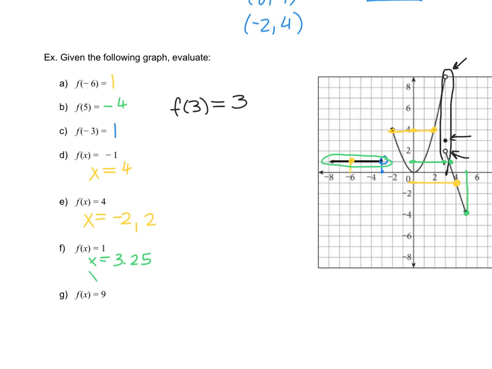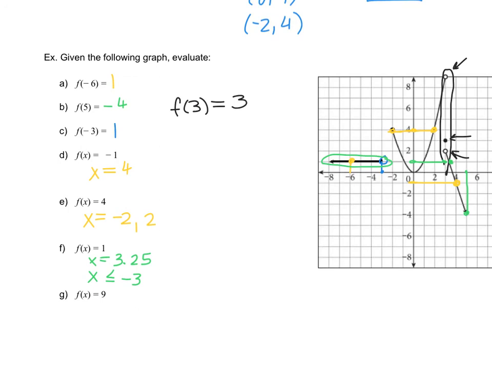And then we also have x is less than or equal to negative 3. That entire line segment is a potential answer, any point on that line. So there's an infinite number of solutions here.